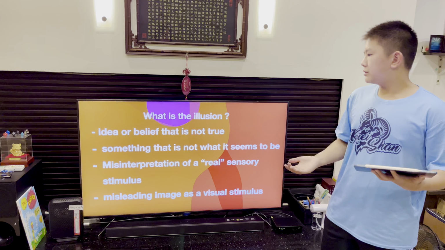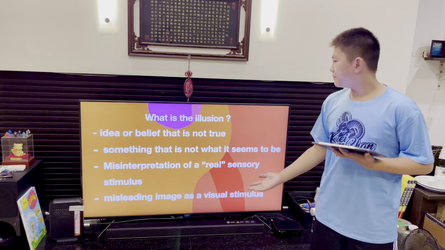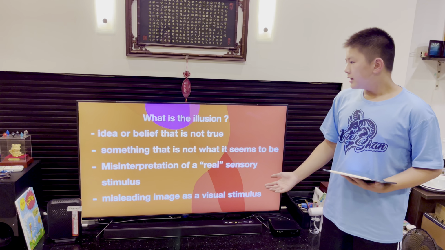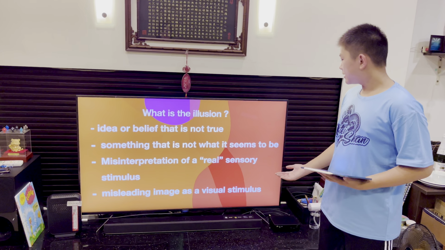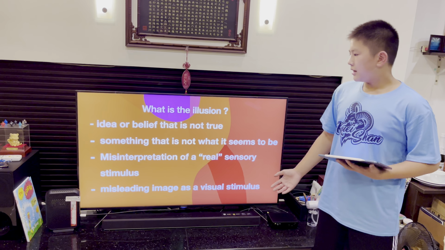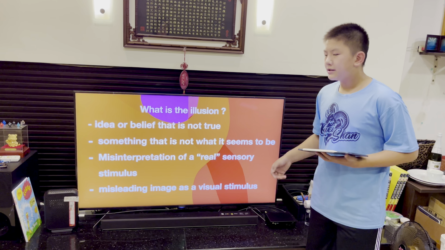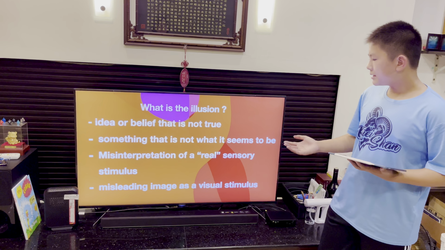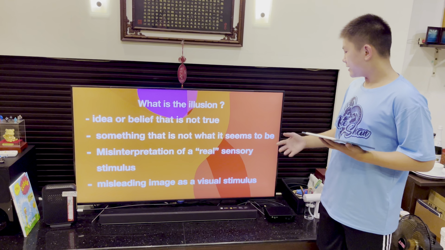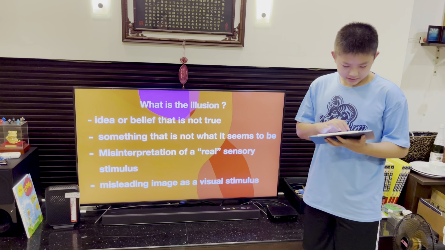What is an illusion? It is the idea of a belief that is not true, something that is not what it seems to be, a misinterpretation of a real sensory stimulus, and misleading images as a visual stimulus.